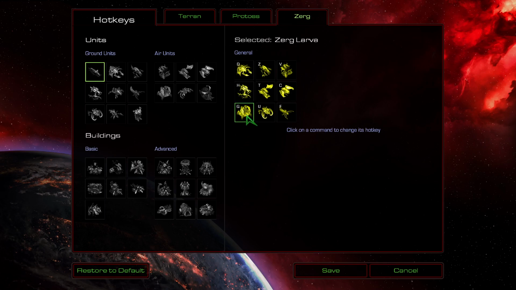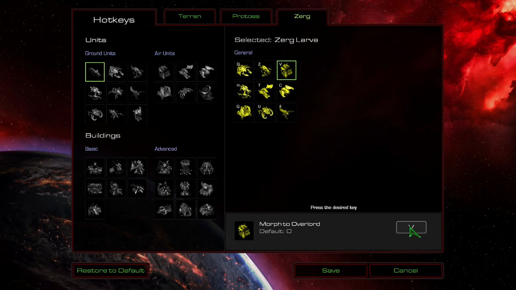So first, D for Drones, Z for Zerglings, O for Overlord, which I changed to V. There are some pros that keep it at O, like you can get good with the standard hotkeys. It's just most people haven't grown up playing Warcraft 2, Warcraft 3, and StarCraft Brood War. So this entire keyboard is utilized in those games. Most people prefer keeping it on the left side.